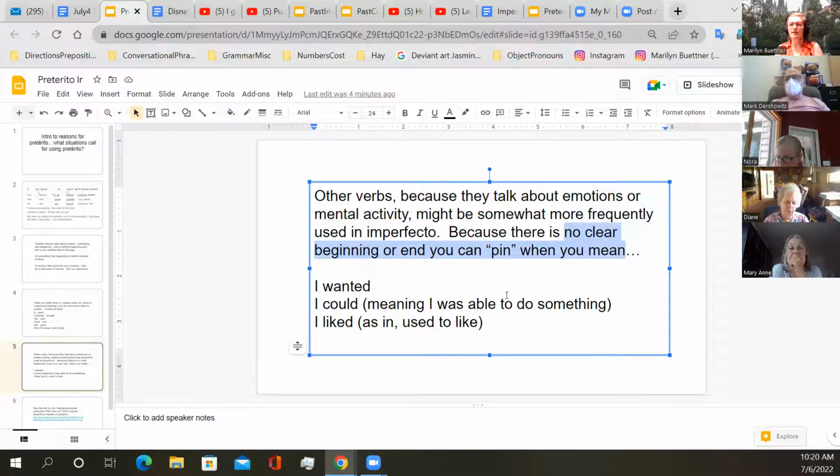If you want to say I wanted, depending on how you look at it, it's mental, or it's how I felt. It's an emotional thing, wanting. It's a mental thing, wanting. I wanted. Is that an event? I wanted ice cream. Did that happen and then it was just over? When did I start wanting? When did I finish wanting? I don't know. And if the answer is, I don't know when that started or stopped, it's got to be imperfecto.